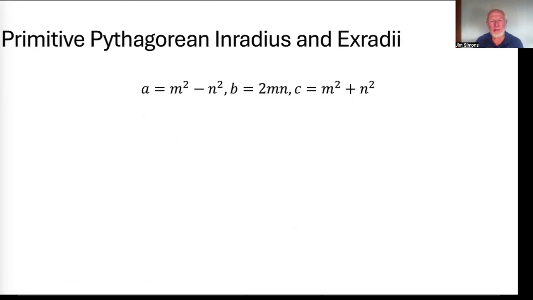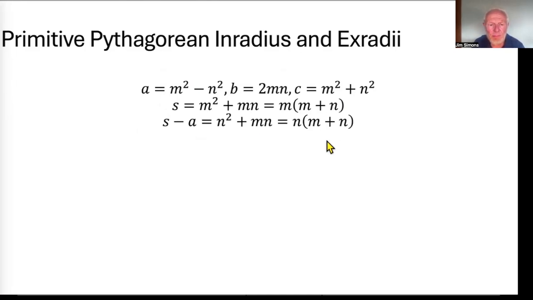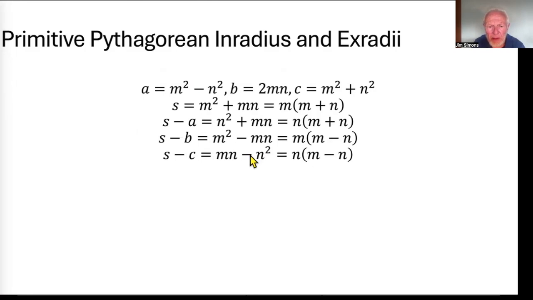Okay, so let's plug that into the formula we've got for inradii and exradii. So we do that. So S is the sum of all of them over 2. So the sum's got 2m squareds, the n squareds cancel, and 2mn. So we get that, which factorizes like that. S minus A, well, you take this and subtract the m squared, but add an n squared. So you get that. S minus B, you subtract 2mn and get that, which factorizes like that. And S minus C, you do that, which factorizes like that.